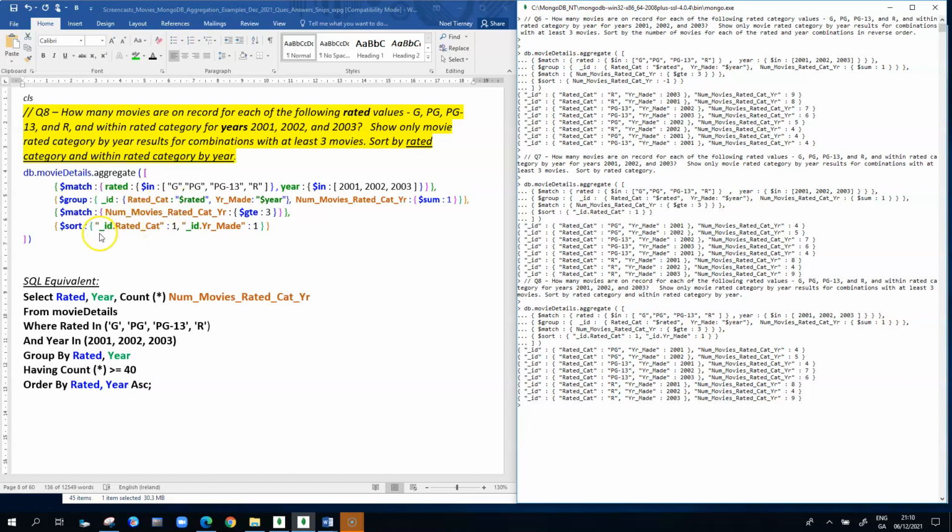So that's an example of how you can sort by some of the fields that you're grouping by. You need the _id. followed by the name that you've given to the field in that sort. So that's the end of this clip.